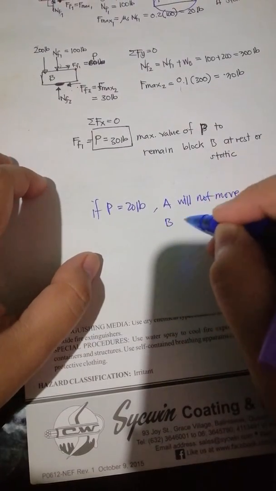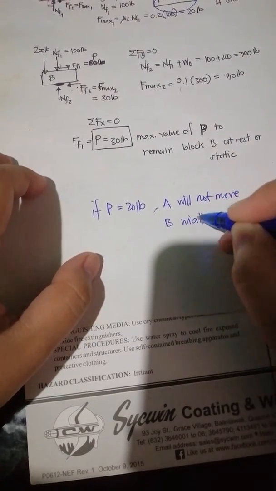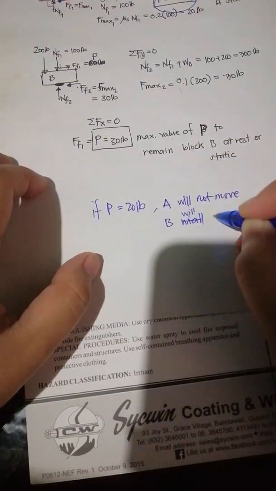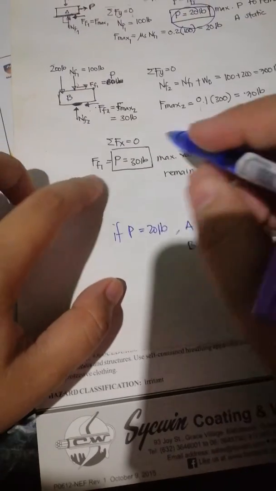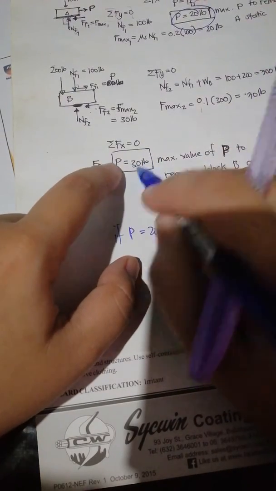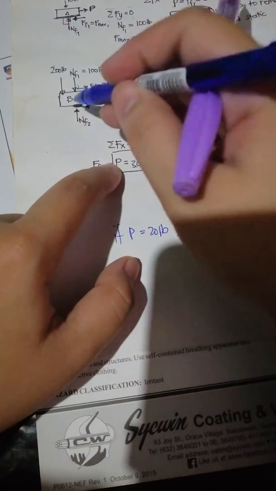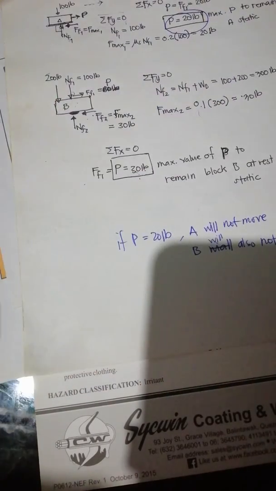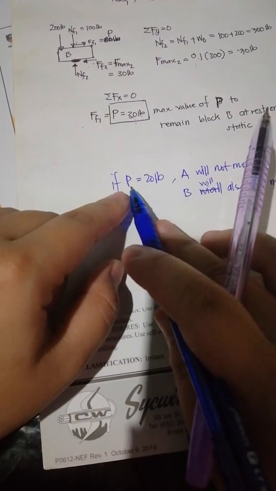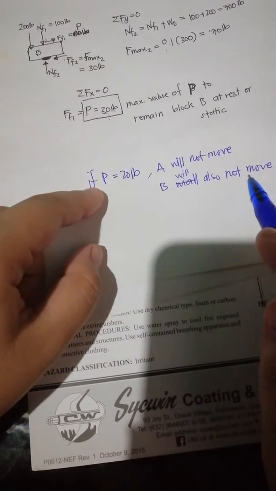Then, block B will also not move. Kasi yung maximum force P which makes B move or still static is 30 pounds. Therefore, less than 30 pounds, it will not move. So, if P is 20 pounds, both A and B will not move.